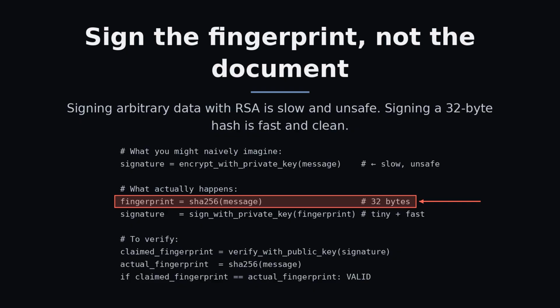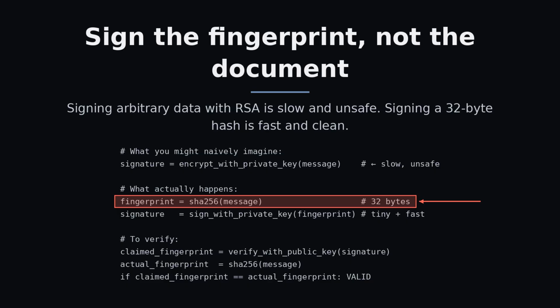The first thing to understand is that you do not sign a whole message. You sign a hash of the message. There are 2 reasons. The first is speed. RSA operations are slow, especially on big inputs. Signing a 50 megabyte file directly would take forever and waste enormous compute. Hashing the file first reduces it to 32 bytes, and signing those 32 bytes is fast.